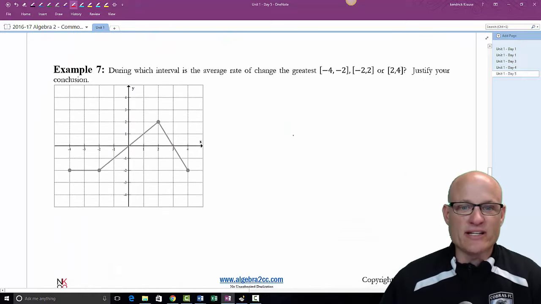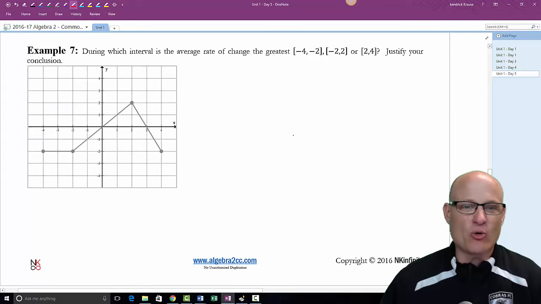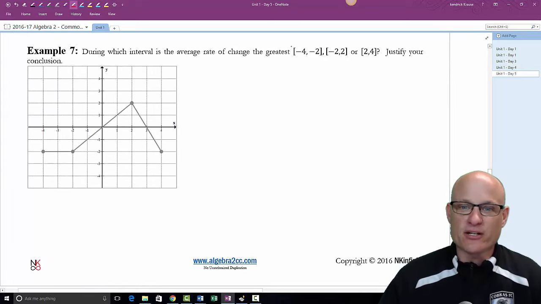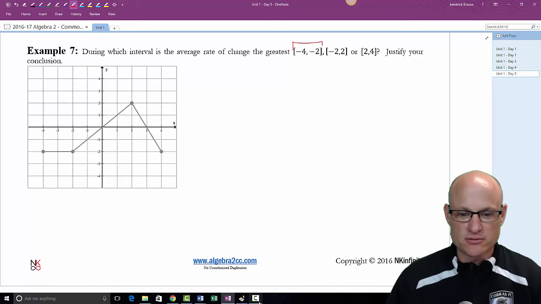During which interval is the average rate of change the greatest? Now I could go through, so I've got 3 intervals. I'm gonna highlight them in different colors. I need to get a different highlighter. Let me hold on, I'm gonna come back.